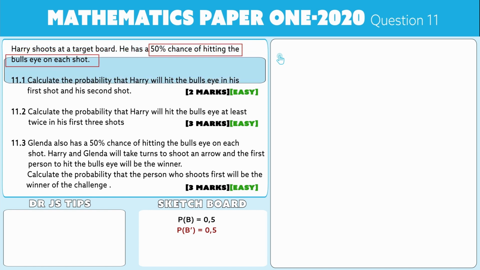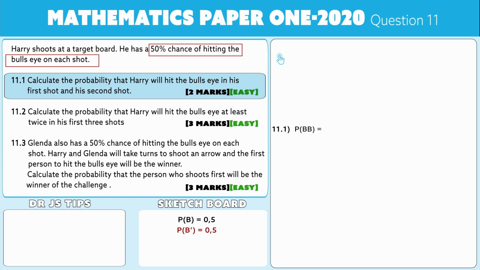Okay, so let's see what they're asking us. They say calculate the probability that Harry will hit the bullseye in the first shot and in his second shot. So if we translate that into straightforward English, for 11.1 it is the probability of hitting a bullseye and then another bullseye.